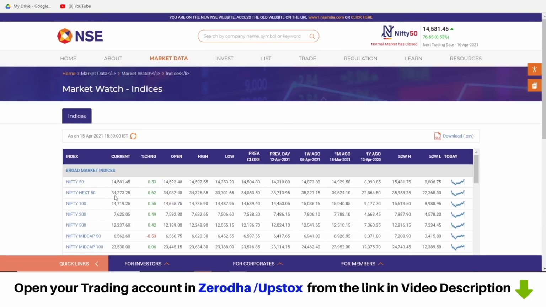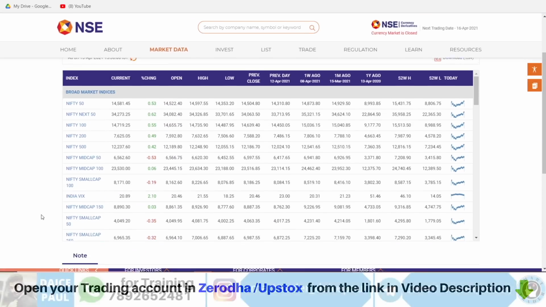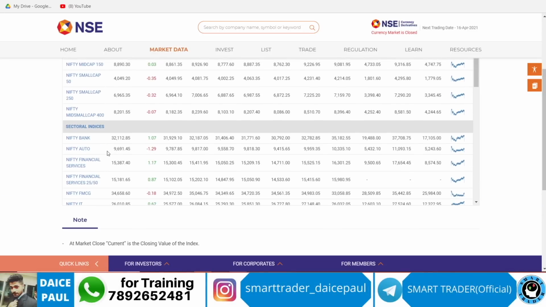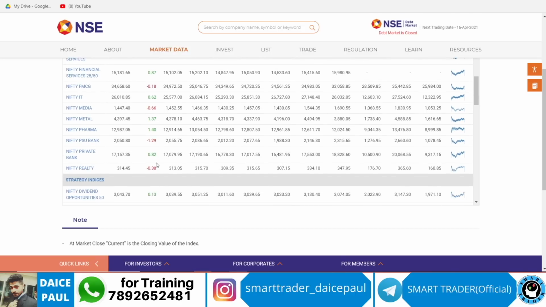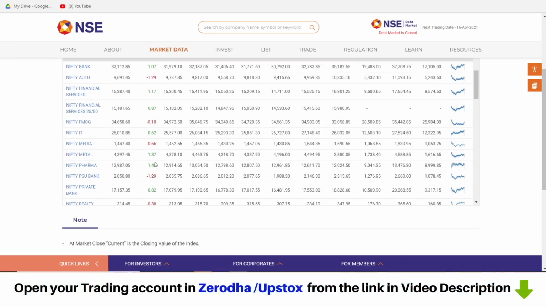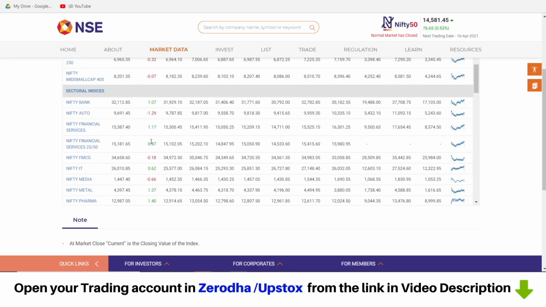If you go to this market indices, you have this Nifty 50, Nifty 100, Nifty 200, all this information here. If you scroll down, you get sectoral indices. So you get bank related stocks, auto, financial stocks, IT, media, and so on. Try to see which sector is dominating at that particular time. So let's say now currently it's end of the day, so you see both sides dominating.